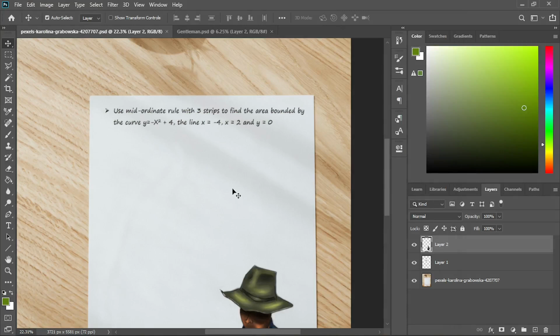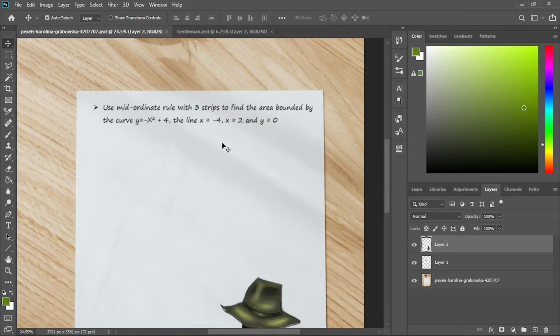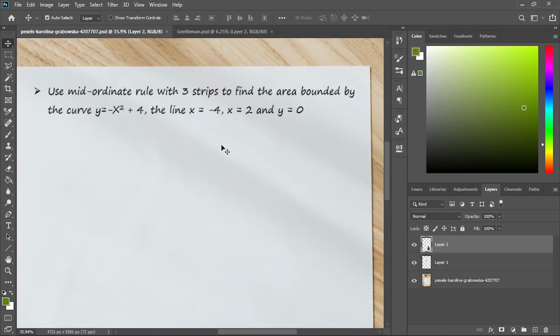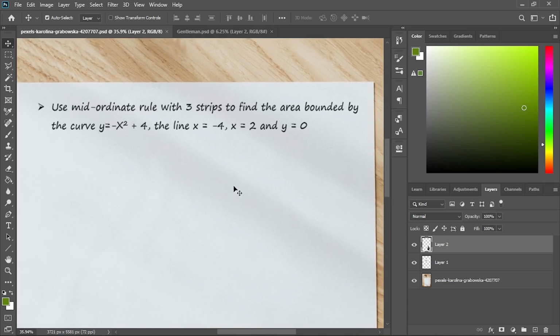Hello, so today we are going to look at area approximation, and the question reads: use mid-ordinate rule with 3 strips to find the area of the curve y equals negative x squared plus 4, the line x equals negative 4, x equals 2, and y equals 0.